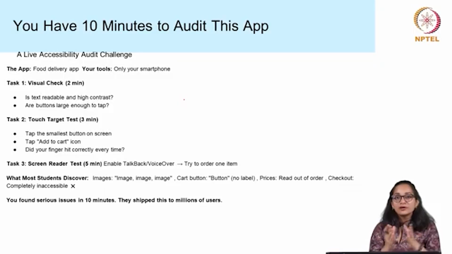Now I hope you have completed the first task, and let us go to task 2, which is a touch target test. Tap the smallest button on the screen, or tap the add to cart icon. Did your finger hit correctly every time? Check that on each page. How many buttons are there?